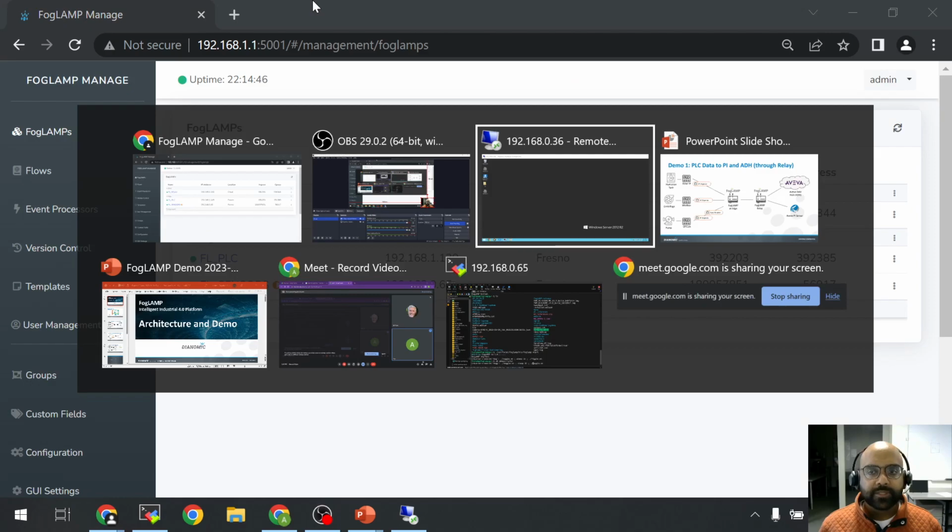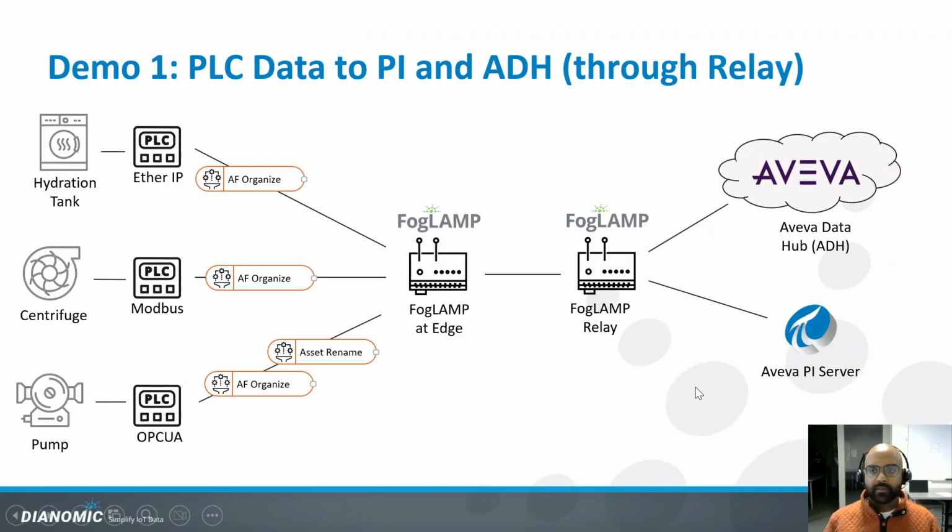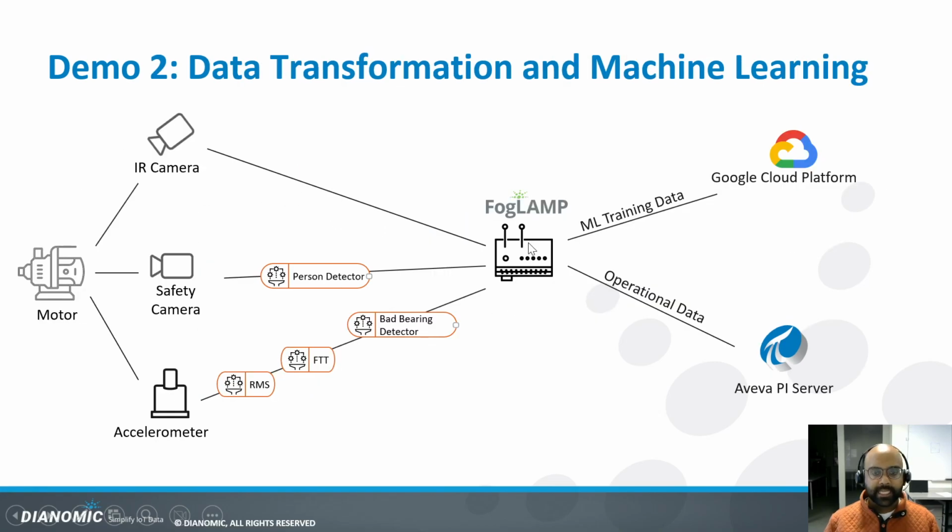I'll now jump into the second portion of our demo, one in which we're not connecting to PLCs, but in this case, we're using FogLAMP to directly connect to three sensors. In your factory floor, you may have a motor or industrial asset that you want to do a few things to. You want to monitor it for indications of early failure or wear for condition-based monitoring purposes. And you want to monitor the environment that that asset is in, for safety purposes.